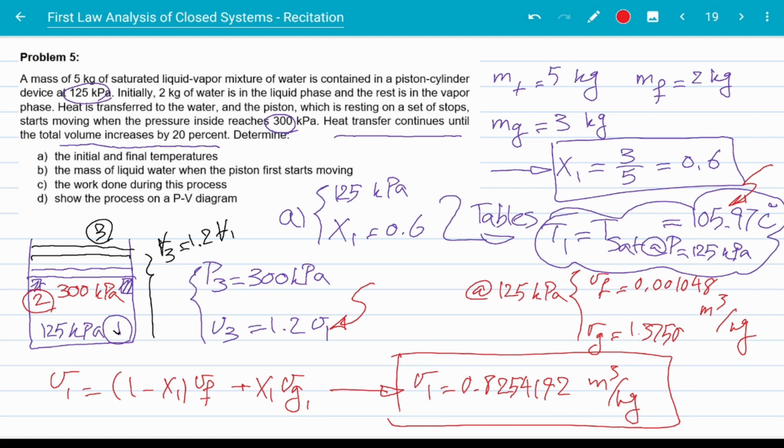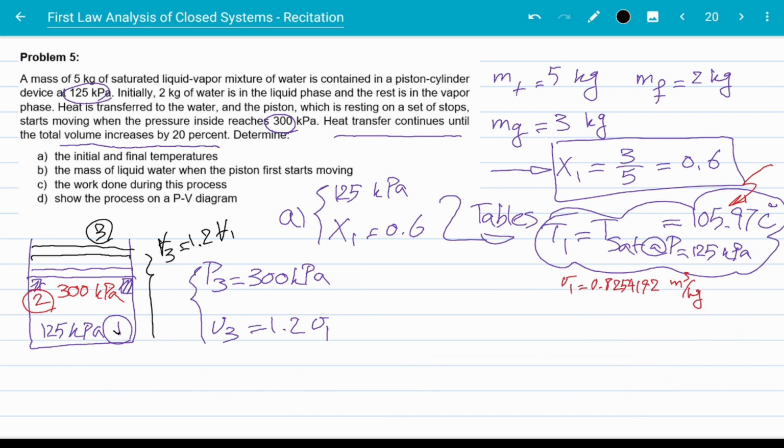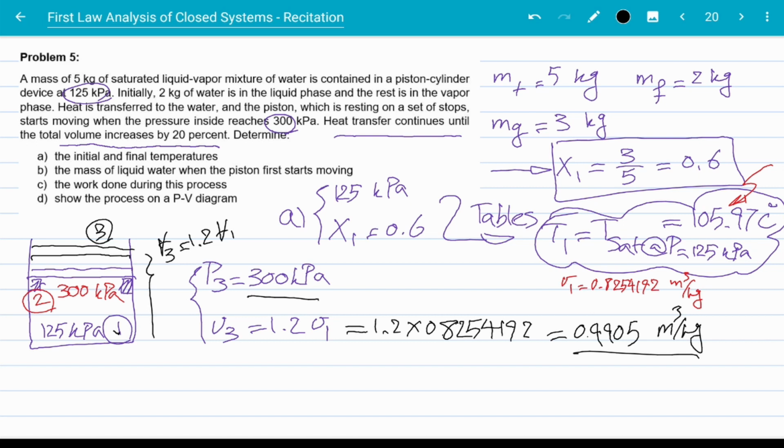What about the final state? So v3 is 1.2 times v1. Now plug in numbers, we get 1.2 times 0.82549192, which will give us 0.99 meters cubed per kilogram. Okay, now we have both the specific volume and the pressure at the final state.